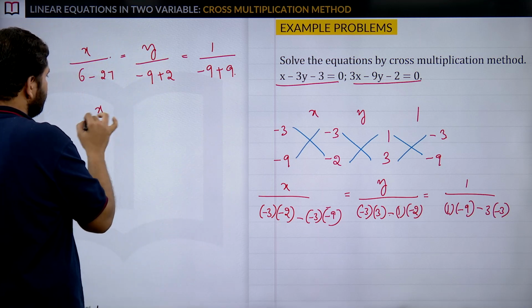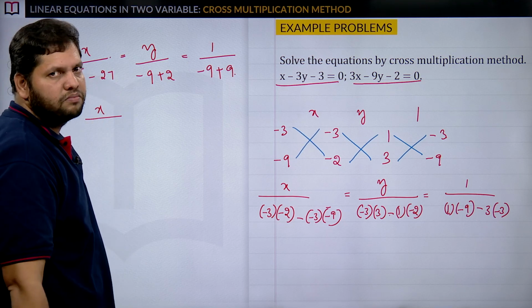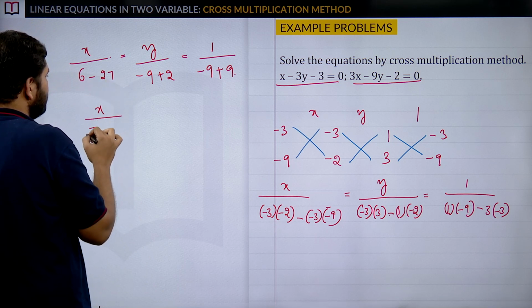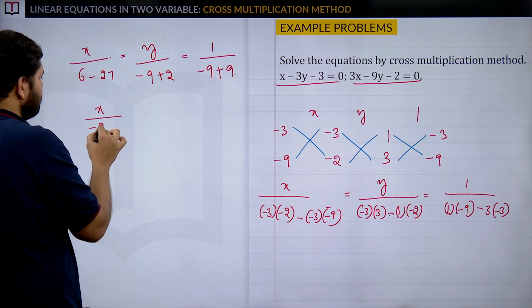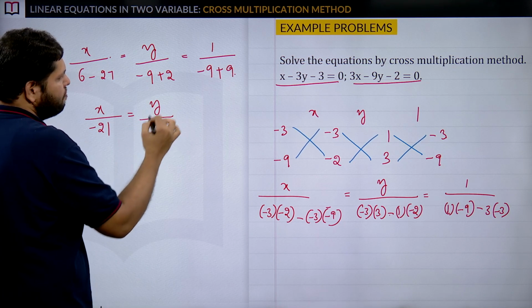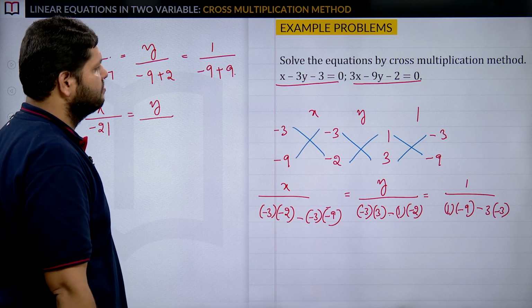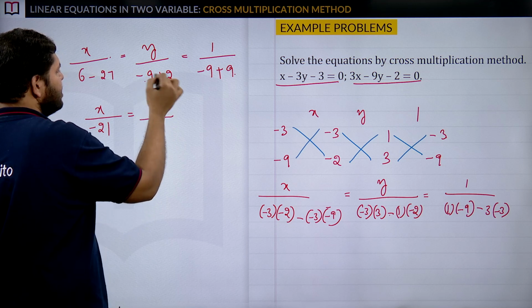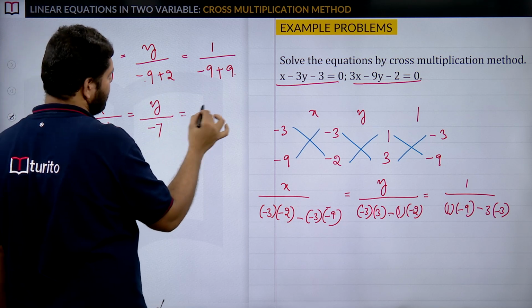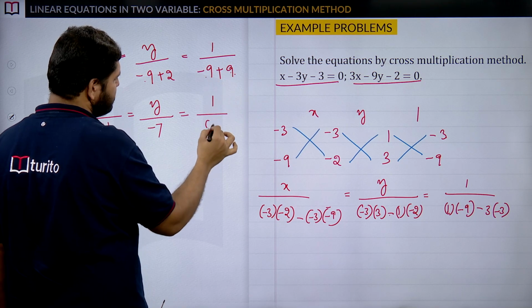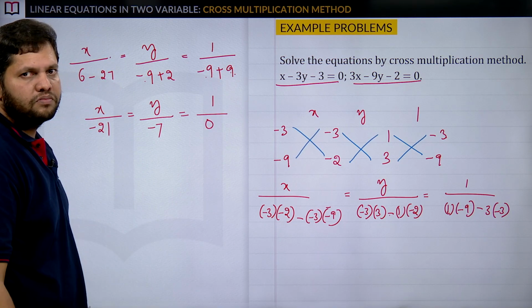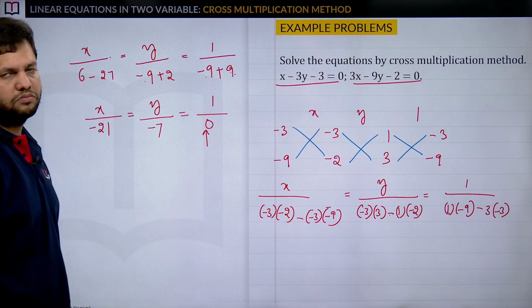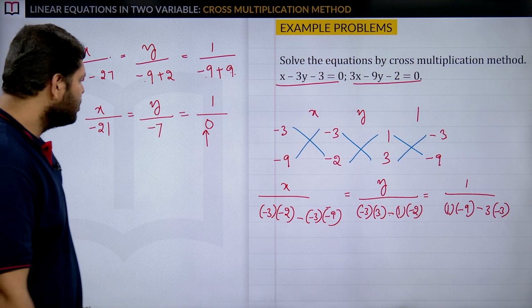So, this is what? x by, what is 6 minus 27, children? 6 minus 27 is equal to minus 21. And y by, tell me, children, what is the y by? Minus 9 plus 2. We can say it is minus 7. 1 by, what is minus 9 plus 9? It is 0. Children, we got the denominator equal to 0. Isn't it? But generally, we should not get the denominator equal to 0.